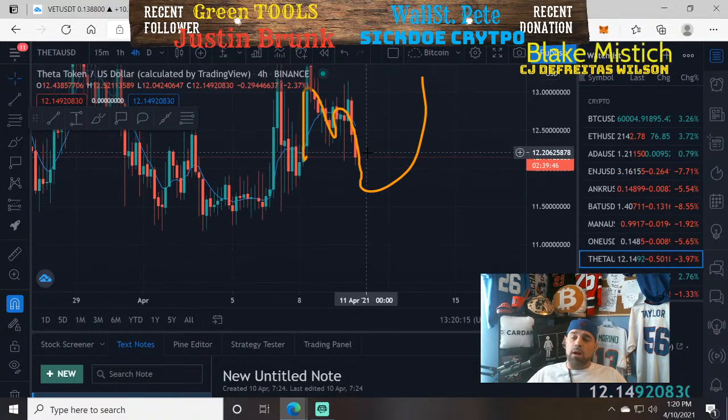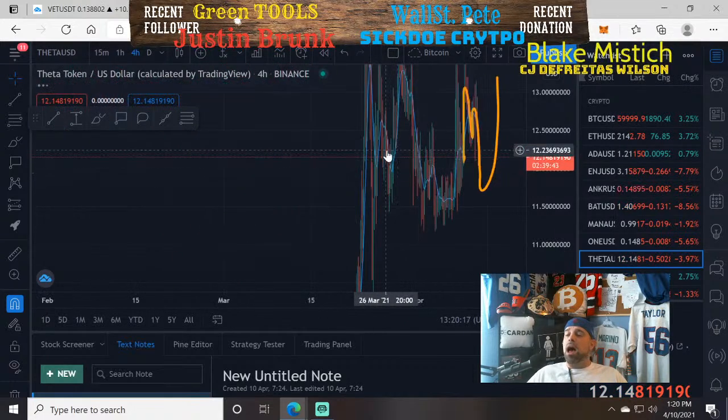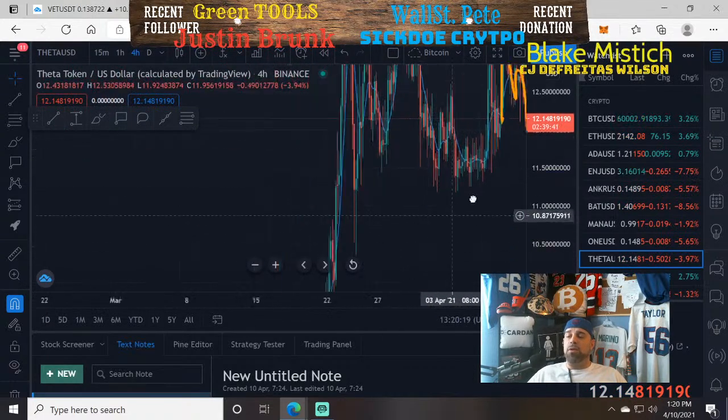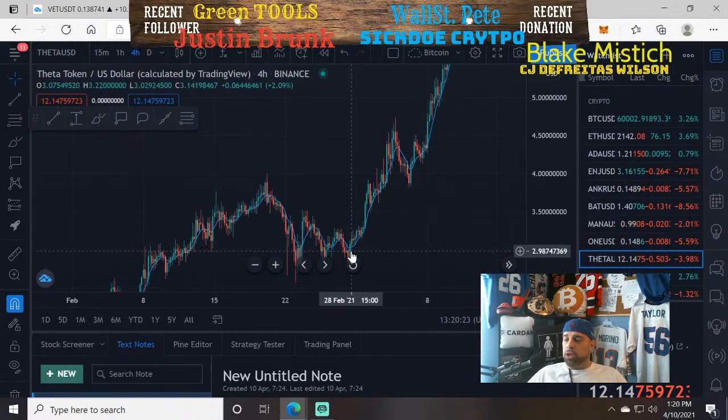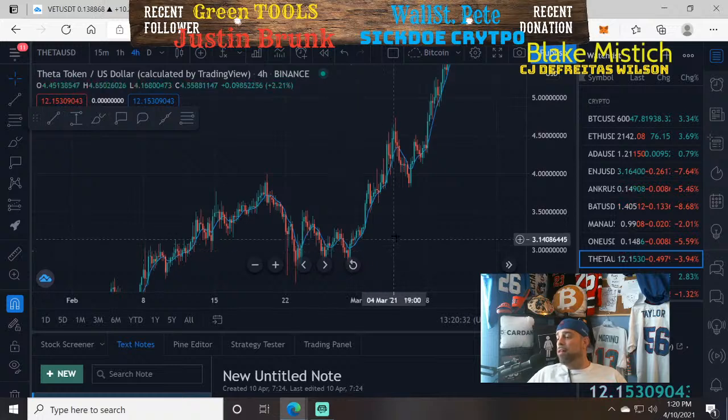This can fall more, so Theta token can get really cheap. I wanted to show you this parabolic move though. Wowzers, right? Could we have wished we'd gotten on this? Look at this date, February 28th. Could you imagine buying Theta for $2, $3?